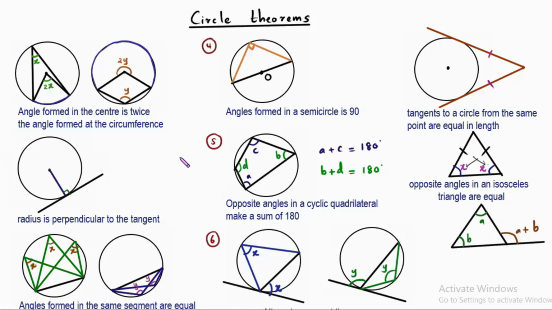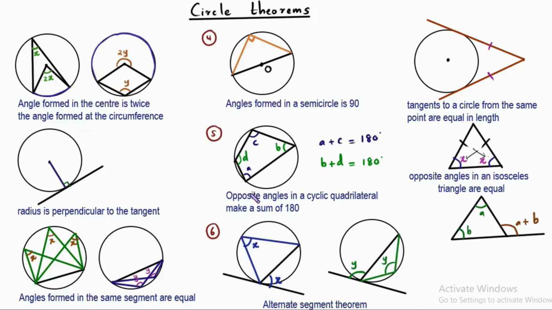So in circle theorems, we need to know these circle theorems. The first 6 are very important. When you consider these 6 theorems that are given here, the first one is the angle that is formed in the center by an arc is double the size of the angle that is formed in the circumference. So you can see that this angle is x, so the angle at the center will be double that size.